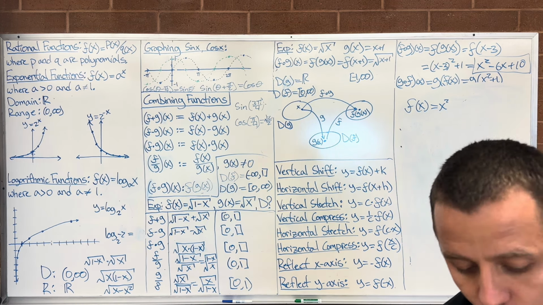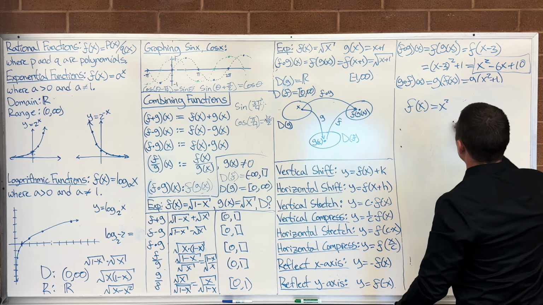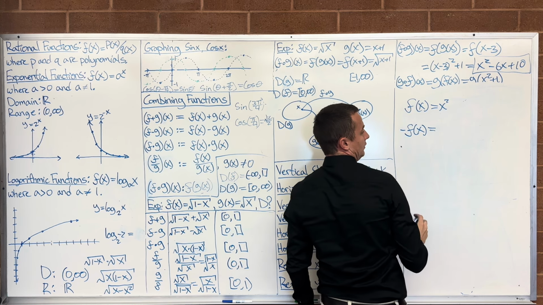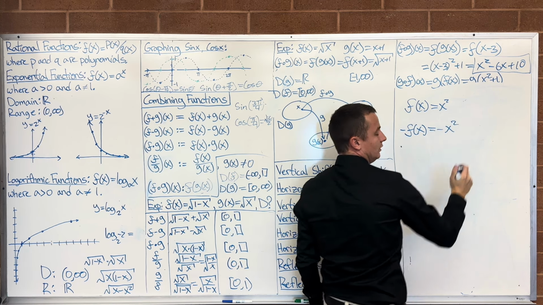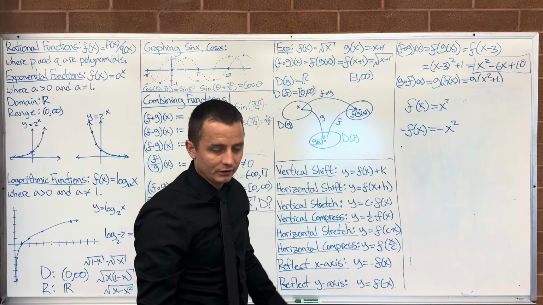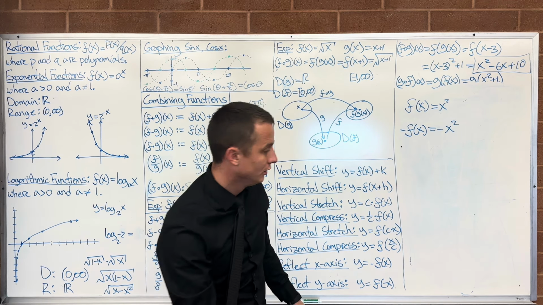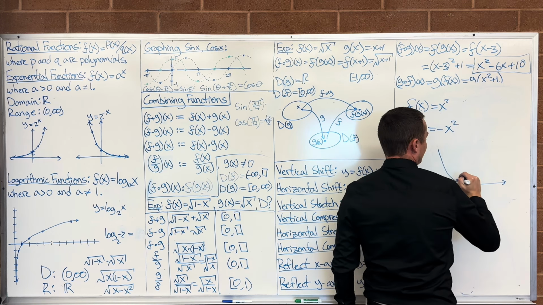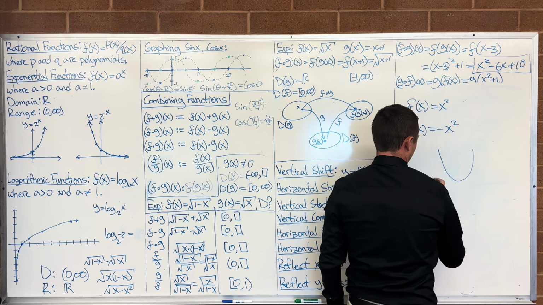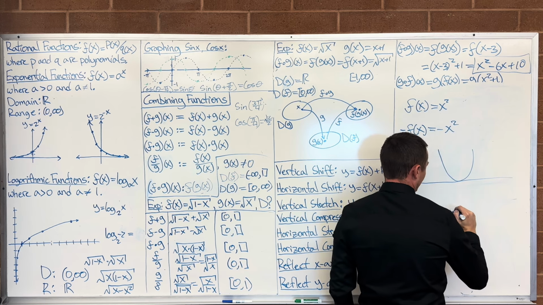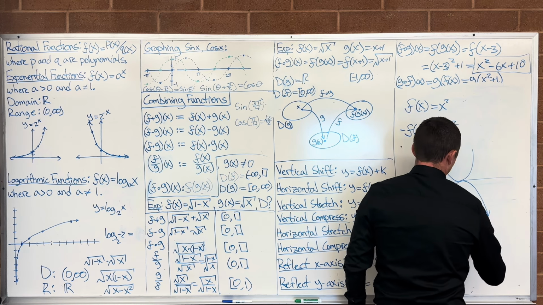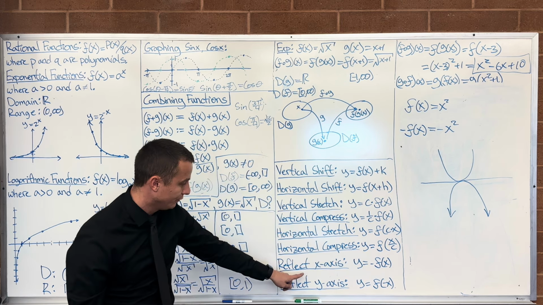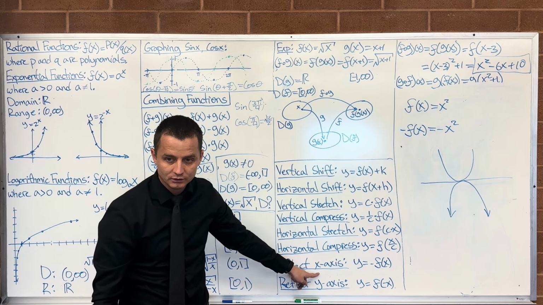If we instead look at what negative f of x would be, it would just be negative x squared. What does that look like? That's just a parabola pointing down. So that's how you reflect across your x-axis. Rather than having one that looks like this, you have one that looks like this. So if you multiply the function by a negative, that reflects it across the x-axis.